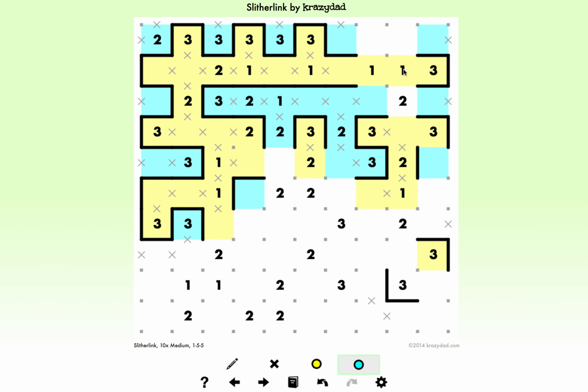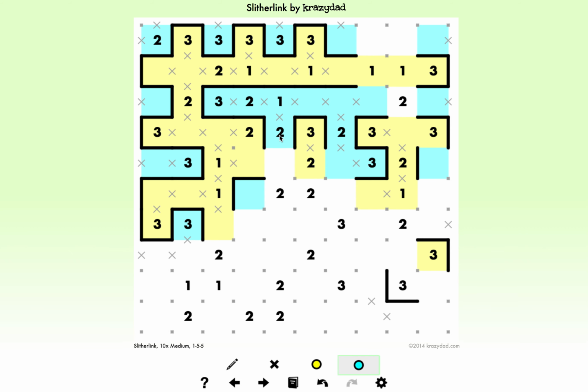Okay, so this too is interesting. It's already got 2 yellow and 2 blue, but we don't know where the lines go necessarily. They could go on the sides or they could go on the tops. It depends on the other things that are happening around it.